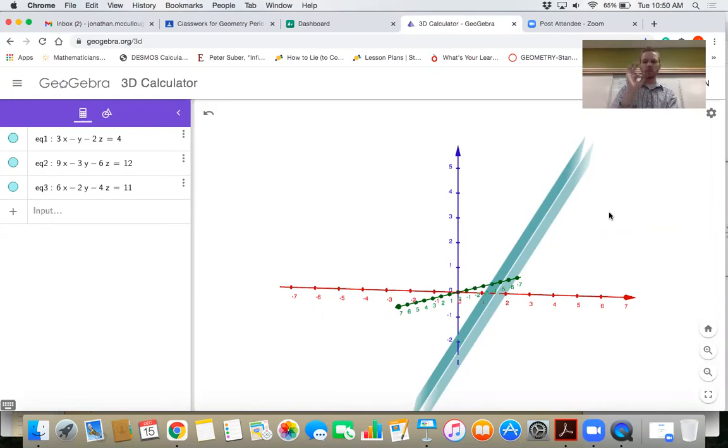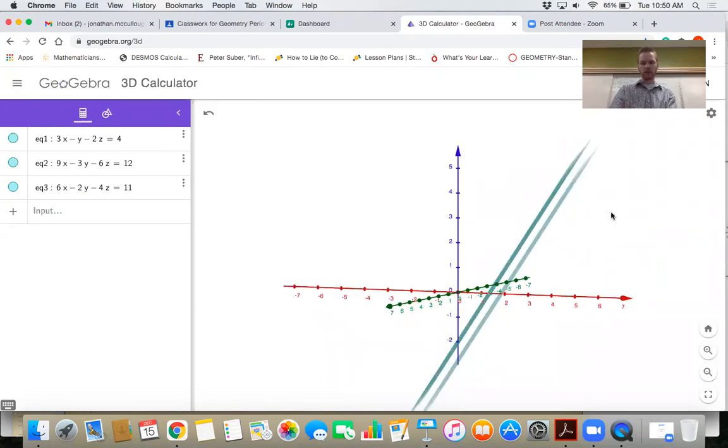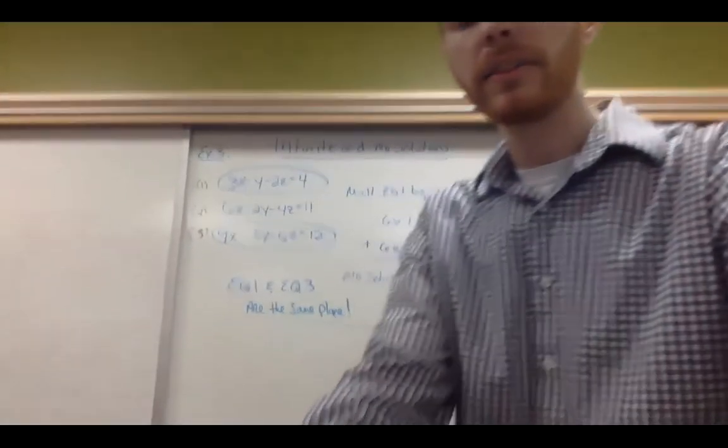So this system of 3 equations is actually just 2 planes, not 3. One of them is the same, right? And they end up being parallel. So these are actually parallel planes, okay? Awesome. So that's just one case.